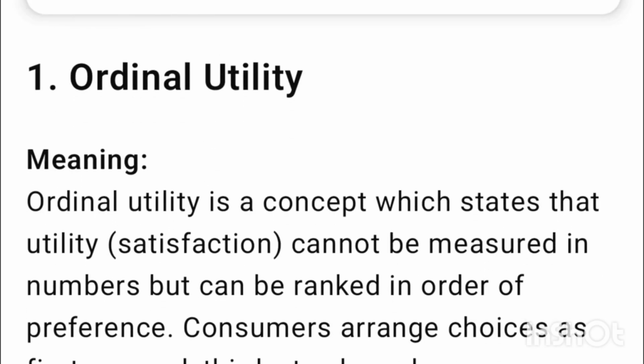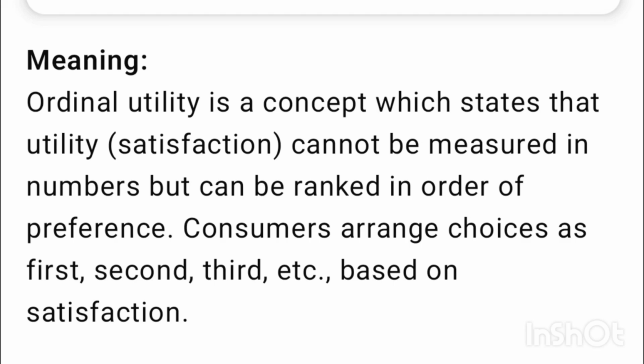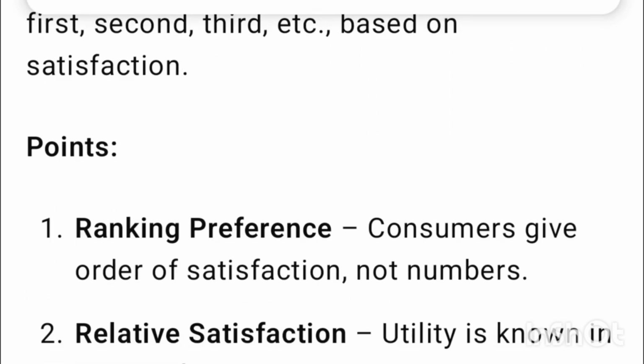Short answer type. 1. Ordinal utility meaning. Ordinal utility is a concept which states that utility, satisfaction, cannot be measured in numbers but can be ranked in order of preference. Consumers arrange choices as first, second, third, etc. based on satisfaction. Points. 1.